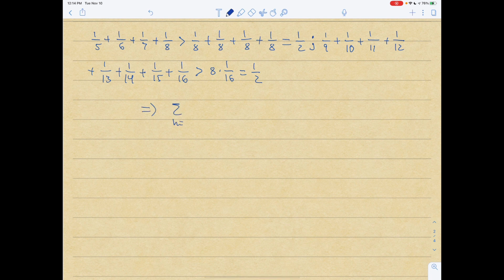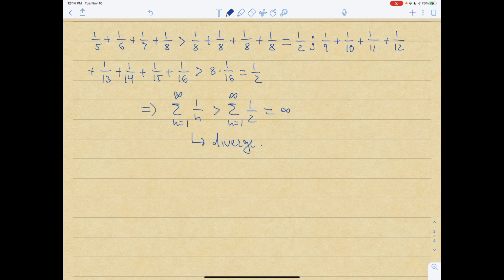So the conclusion is that the series from 1 to infinity of 1 over n must be greater than a sum of infinitely many 1/2s. And if I add the same term to itself infinitely many times, I'm going to get infinity. So that means that the series of 1 over n is going to diverge. So the harmonic series diverges.